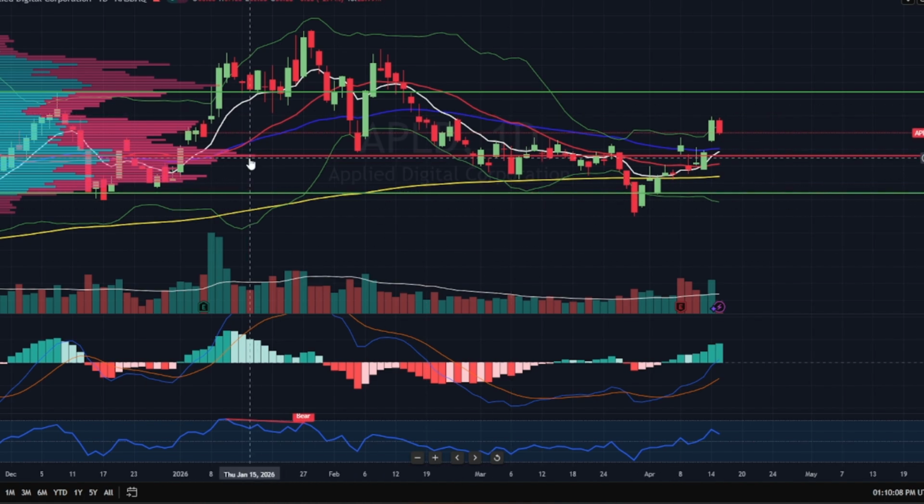So once I determine what context I'm in, I also look at different areas of interest. So we have a point of control here, this red line right here that shows the highest volume that was traded in this whole time frame, which is back since December. That's kind of an area for me to look at.